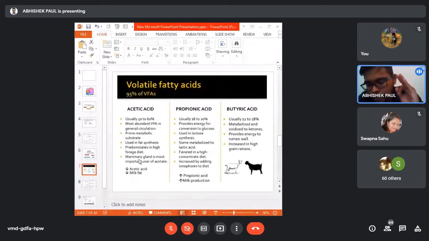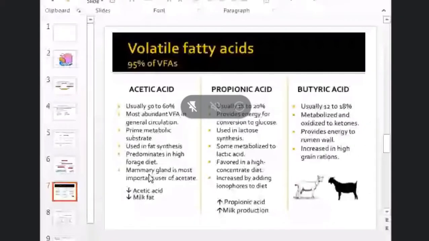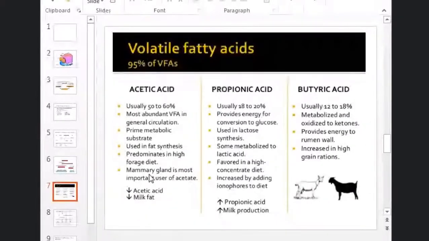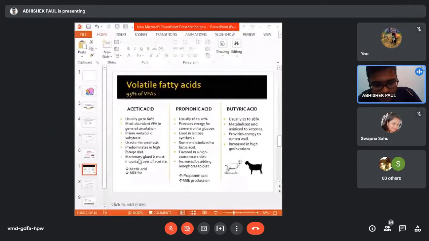You can consider it like this: if you are supplying more roughage, dry or green, it will produce more acetic acid in the rumen. And as you know, acetic acid is the major precursor of milk fat. So if you are offering more roughage, either green or dry, the milk fat portion will increase. Finally, if the acetic acid is reducing, then the milk fat will also reduce. If the acetic acid proportion is increasing, then the milk fat will also increase. That is the final point.